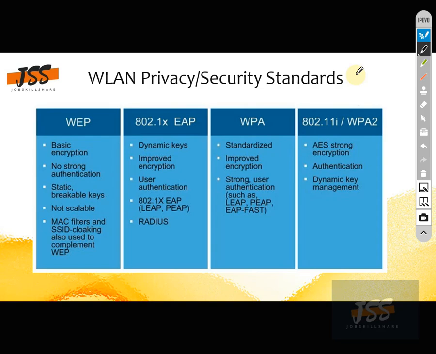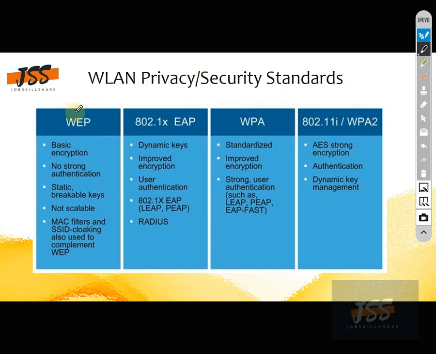If it is not protected, the chances are there are so many other people around you, for example your neighbors or someone sitting outside your home, who can also connect with your access point and use your bandwidth. So for that we need privacy, we need security. For that, wireless LAN came up with these privacy standards.